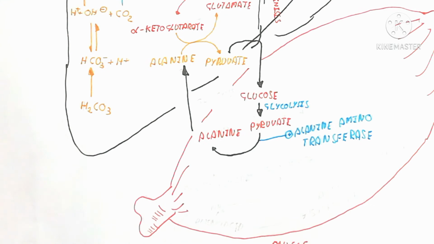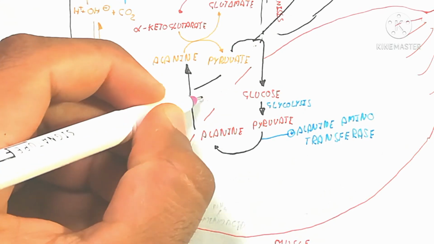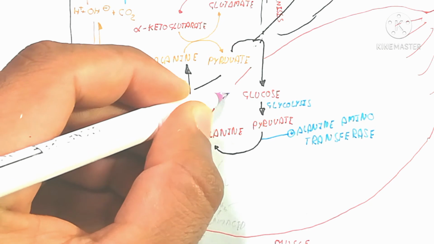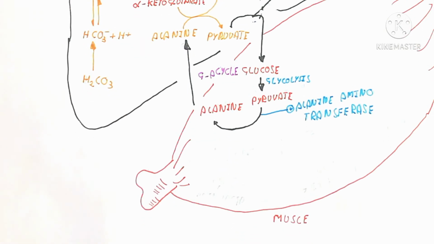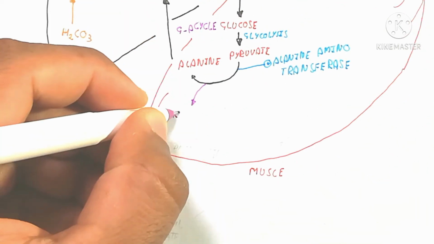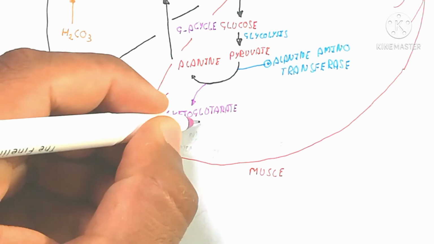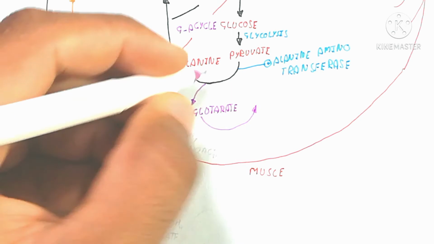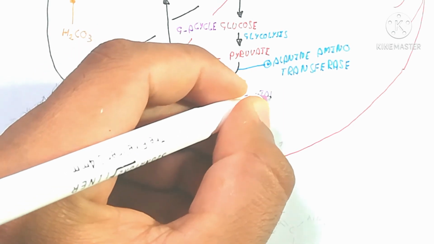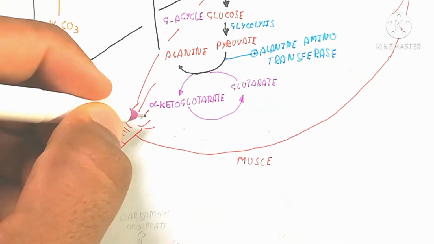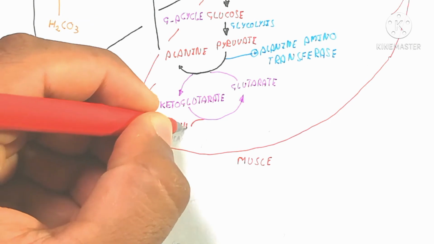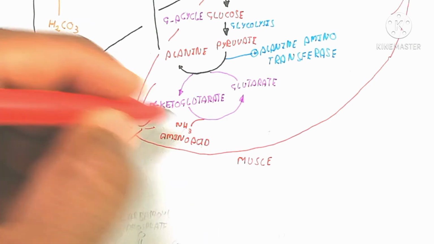So that goes into the alanine, and back into the liver, and again pyruvate will be produced. So this is known as the glucose-alanine cycle. It means the glucose is produced to again produce alanine, and that goes into the liver. So here alpha-ketoglutarate will be produced by the glutarate reaction.